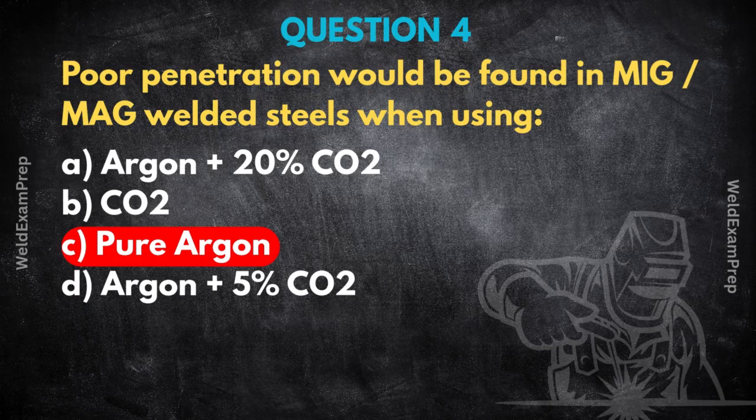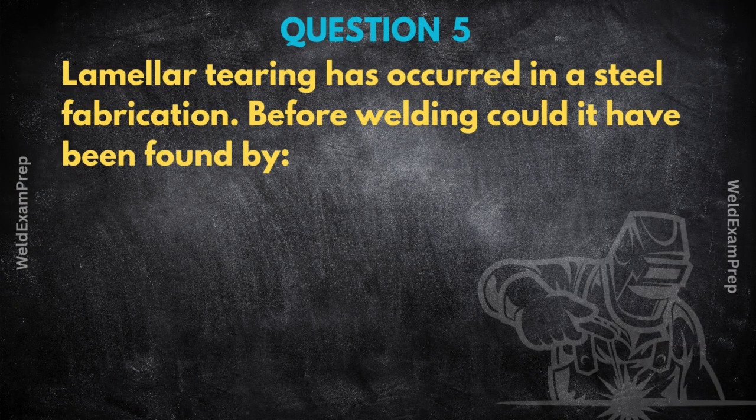It's fascinating, isn't it, how this seemingly small choice of gas directly impacts the physics of the arc and the integrity of the final weld. It really is incredible how these details stack up. Okay. Let's move to our final question for this session. This one's about a specific defect.